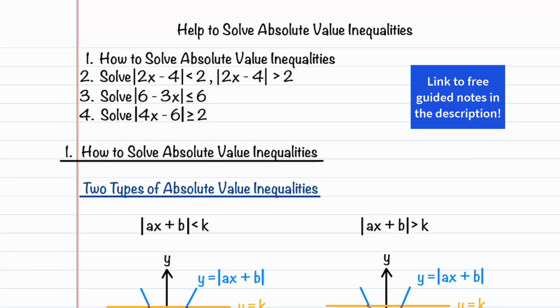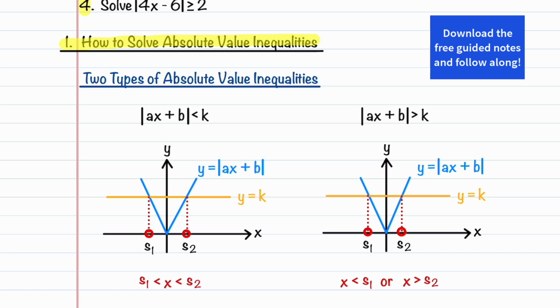In this video, I'm going to teach you how to solve absolute value inequalities. I'll start by teaching you the two types of inequalities that you might be asked to solve, and then we're going to walk through these three example problems so that you'll know exactly how to solve them.